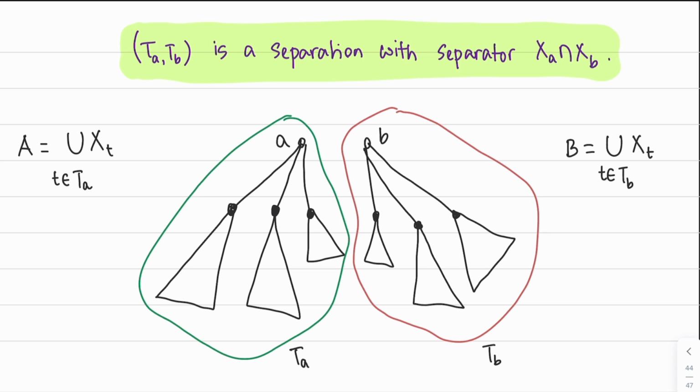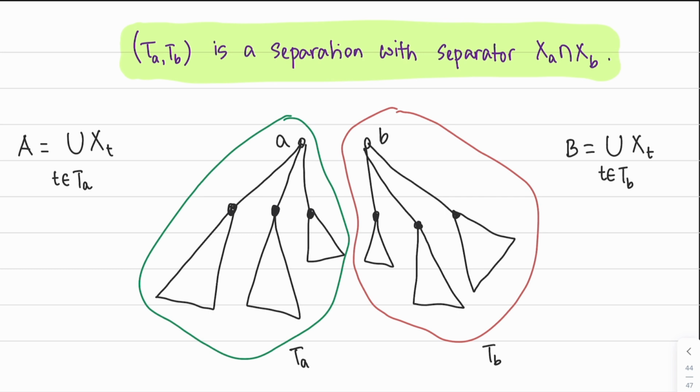So, for example, the first thing about a separation is that A union B is the entire vertex set. This is true once again because of vertex coverage. We know that A union B is the union of all the bags, and that's the entire vertex set. Now we want to talk about the actual separation properties. So we want to say that there are no edges that go from A minus B to B minus A. Now assume for the sake of contradiction that there is such an edge, then by the edge representation property, there must be some bag that contains this edge.